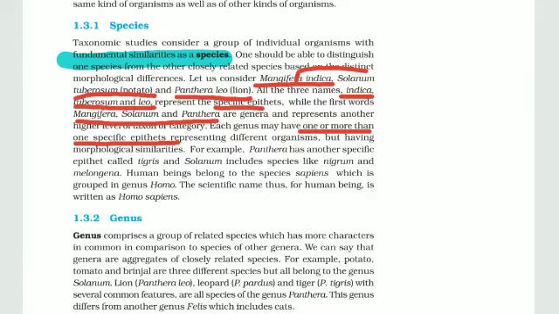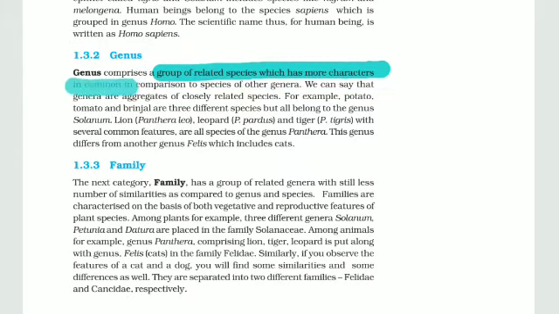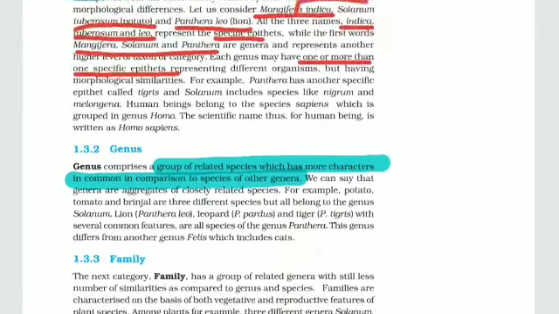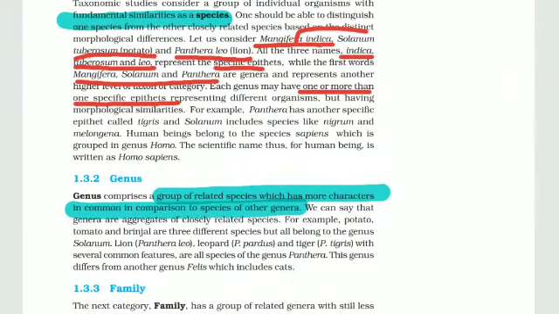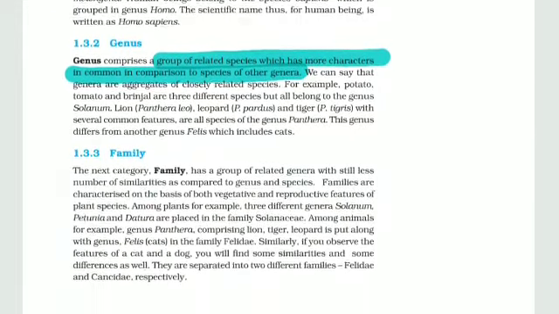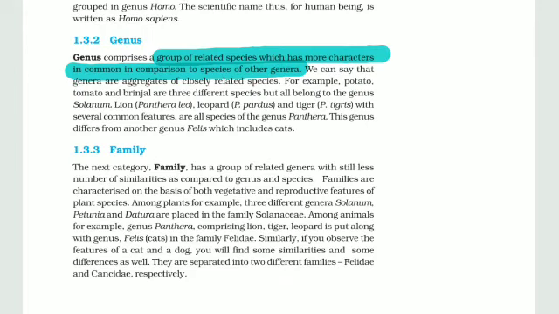So we'll move on to the next part, that is genus. Genus comprises a group of related species which have more characters in common in comparison to species. See, in species you have very few common characters, but in genus there are more common characters compared to species. That is what they tell.